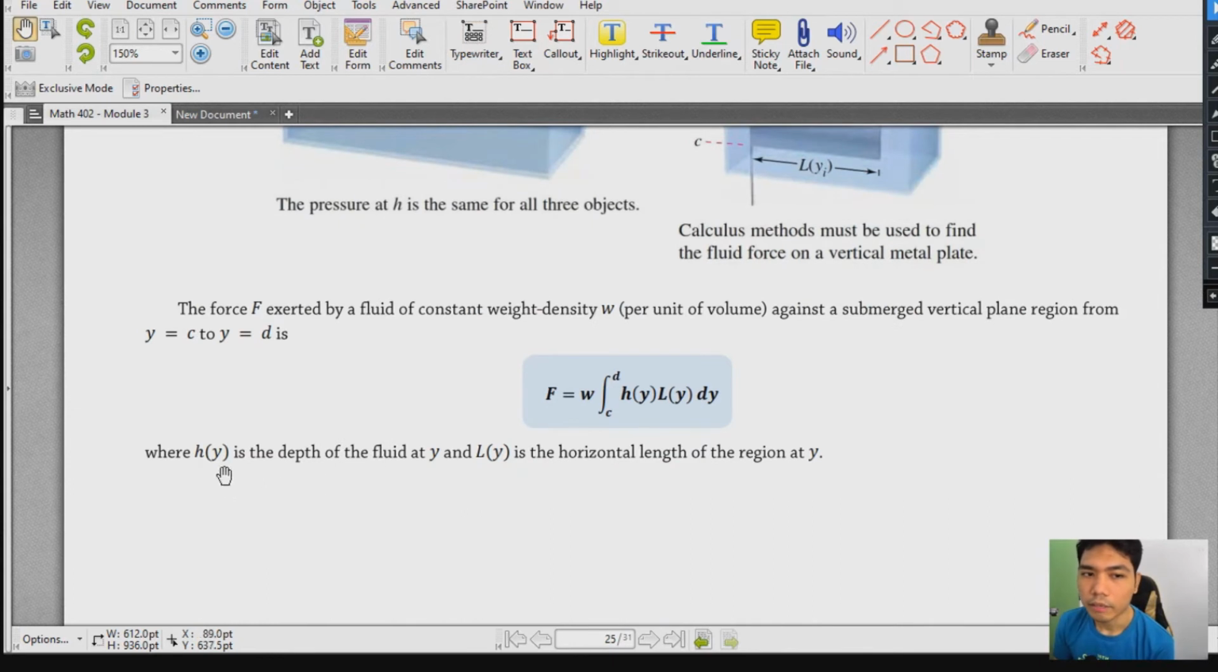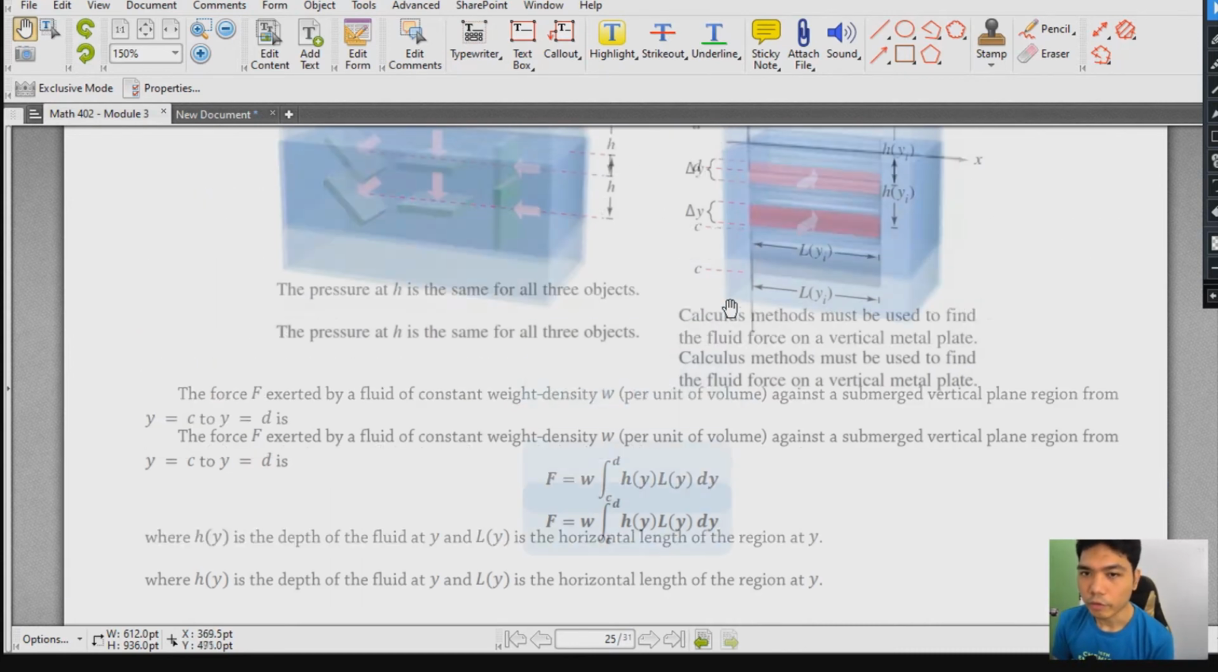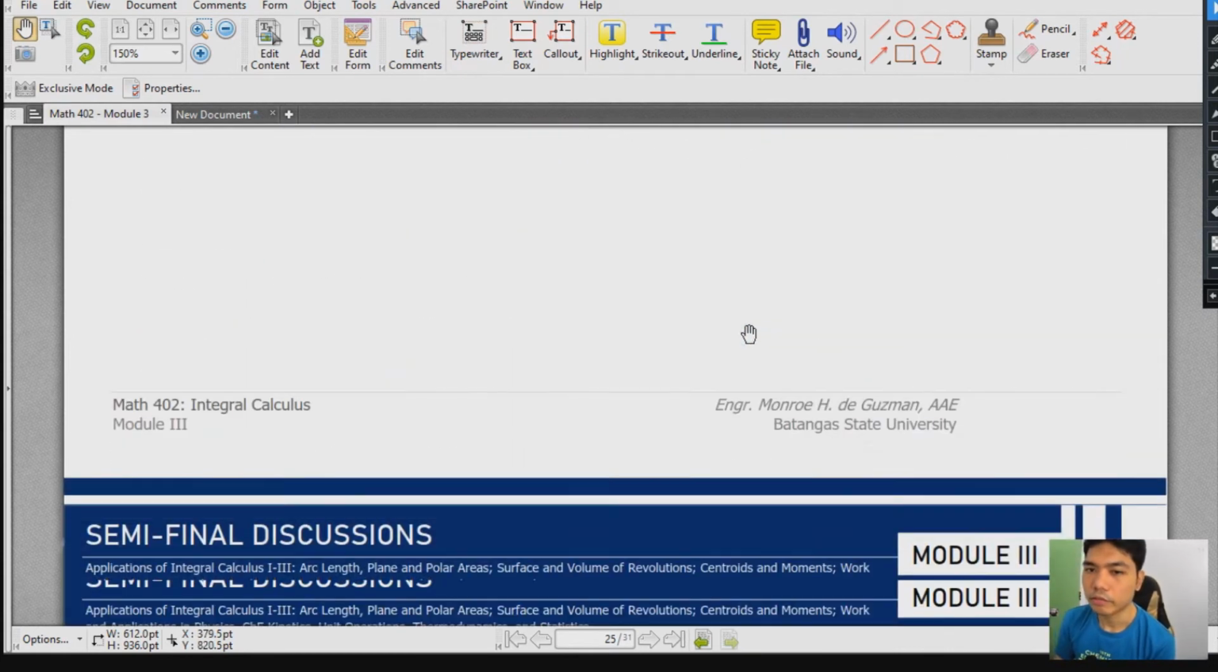And then, where h of y is the depth of the fluid at y, and L sub y is the horizontal length of the region at y. And that is the formula for finding the fluid pressure and fluid force.